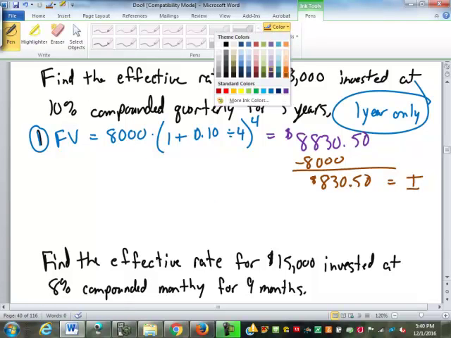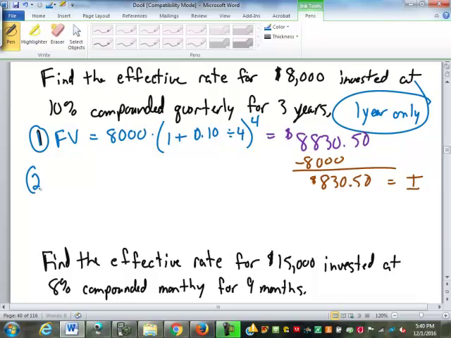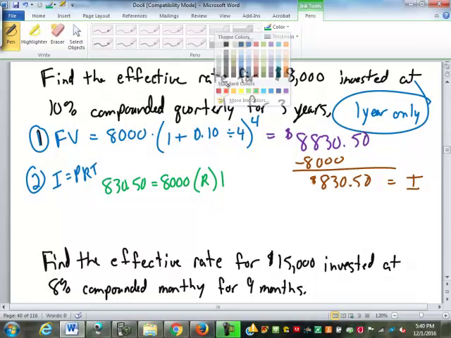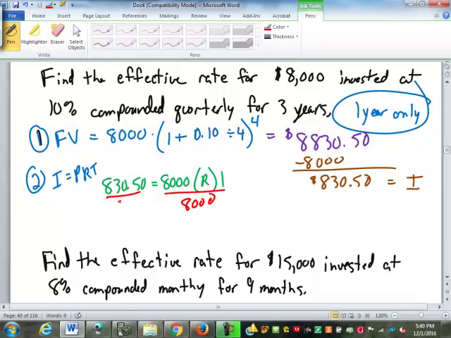So then we bring that back to step 2, which is to go back into I equals PRT. So the interest is $830.50. Our principal is 8,000. We're looking for a rate, and our time is 1 year. So we're going to divide 8,000 divided by 1 is just 8,000. So I'm just going to divide by 8,000.